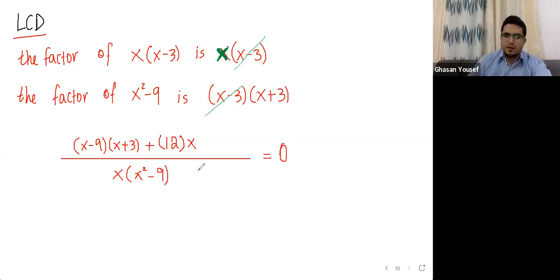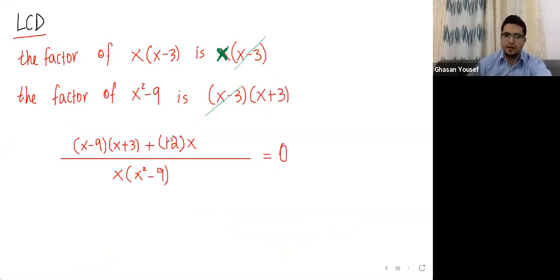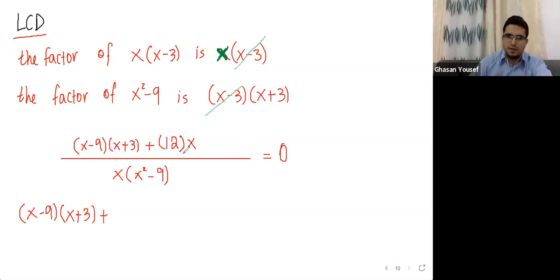Now, to solve this, after we combine the fractions and get one fraction, we cross multiply. After we cross multiply, I get only the numerator: (x minus 9) times (x plus 3) plus 12x equals 0. This is the only thing I have to solve.